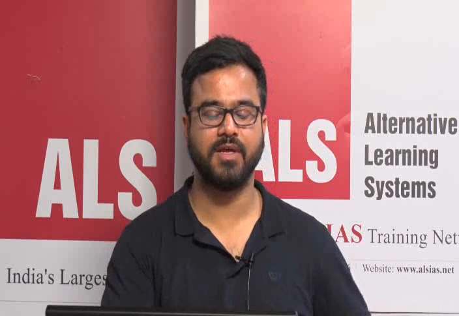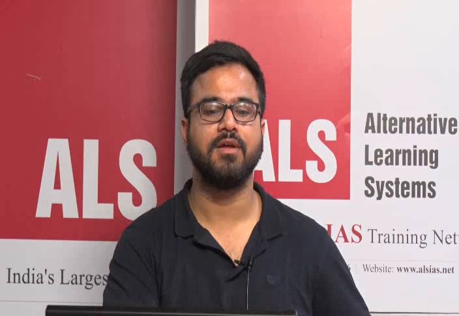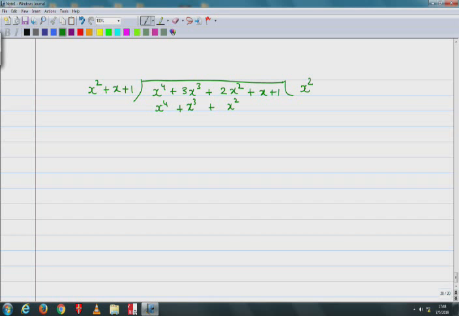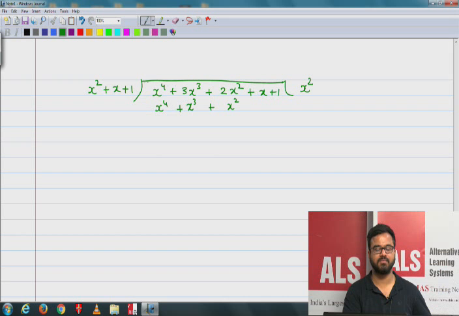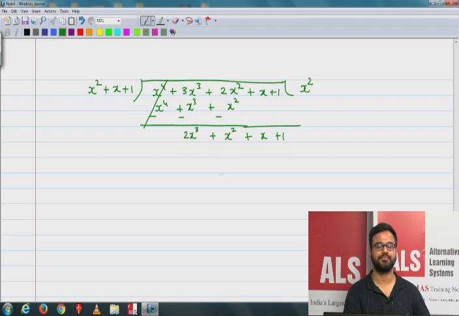So where we were on this question: x square plus x plus 1, and first we multiplied by x square, so we were getting x power 4, x cube, and x square. Now just subtracting, this will get cancelled out. 3x cube minus x cube will be 2x cube, and 2x square minus x square will be x square, and plus x plus 1 will be copied down.